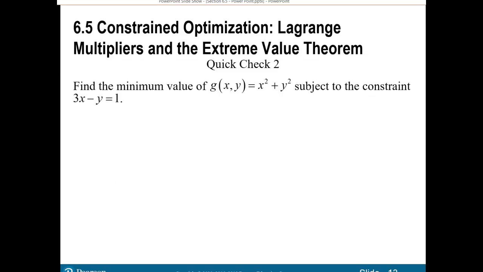All right, if you want to try this one on your own, that might be a good idea to pause the video, try to find the minimum value of this function subject to the constraint. So the g of xy equals x squared plus y squared, and the constraint here is 3x minus y equals 1.